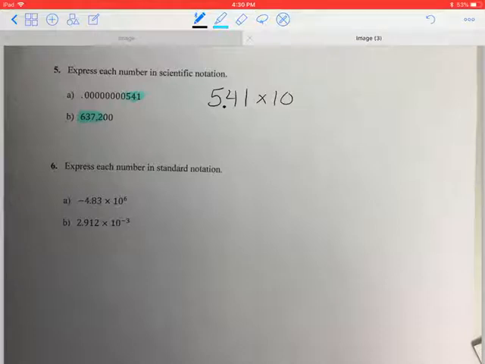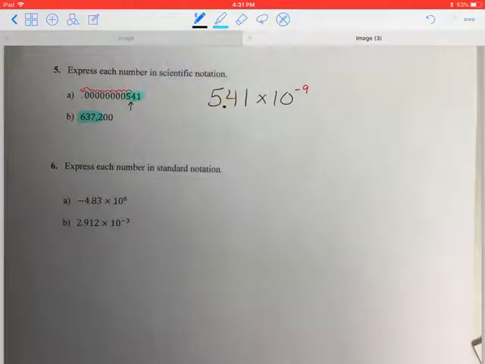So what I want to do is think about where I put the decimal, and then how many places I have to move it to get it back to where it was. So if I put it here, I have to go 1, 2, 3, 4, 5, 6, 7, 8, 9 to the left. So that's going to give me an exponent of -9.